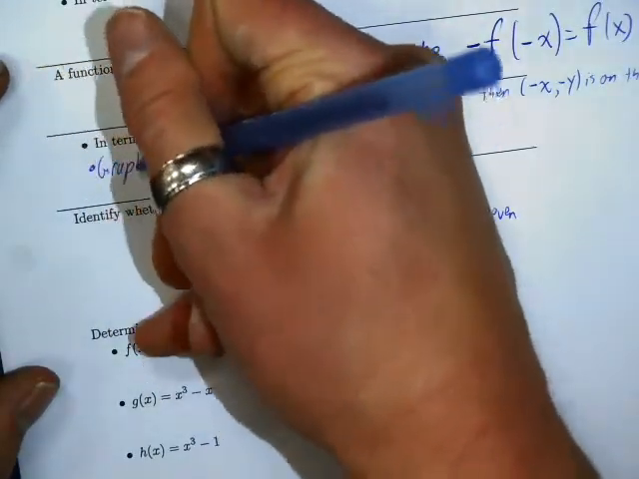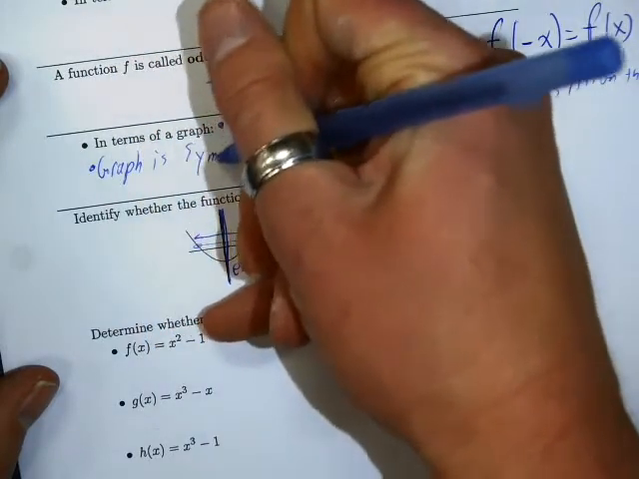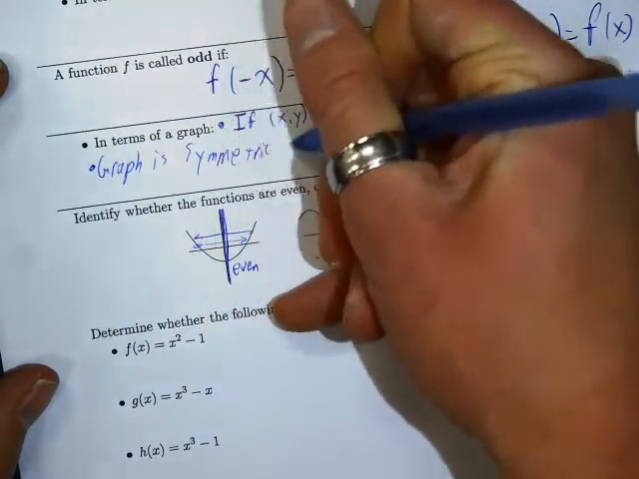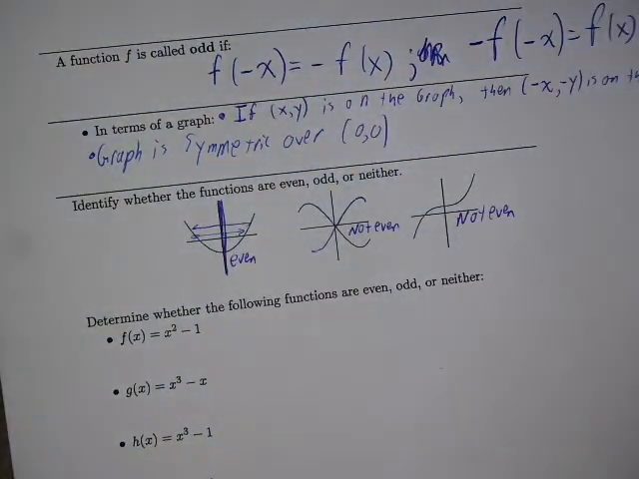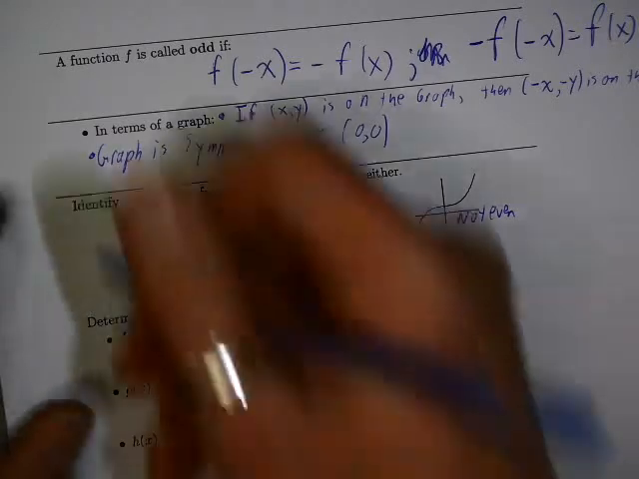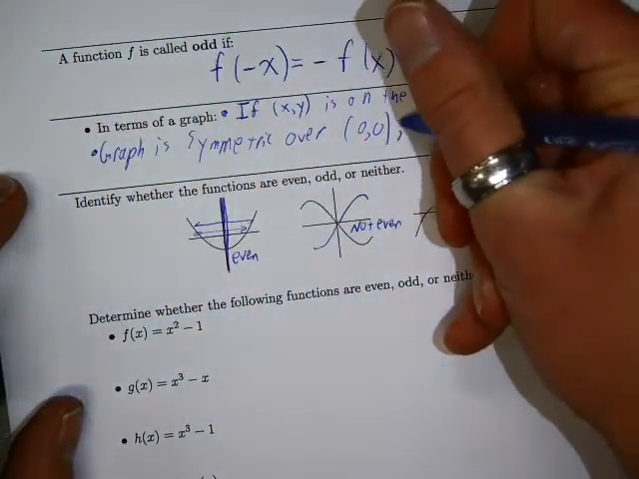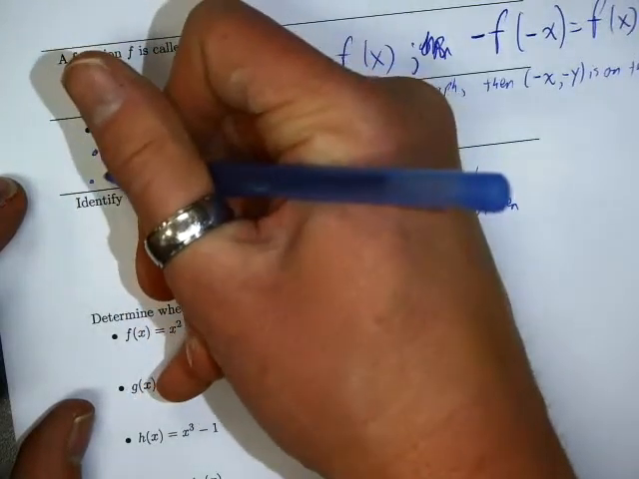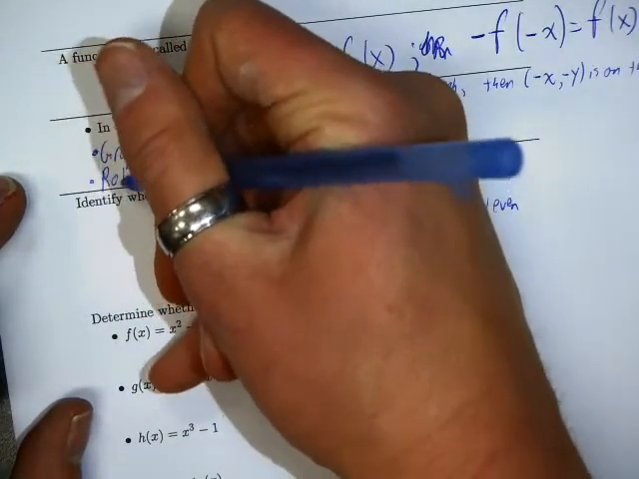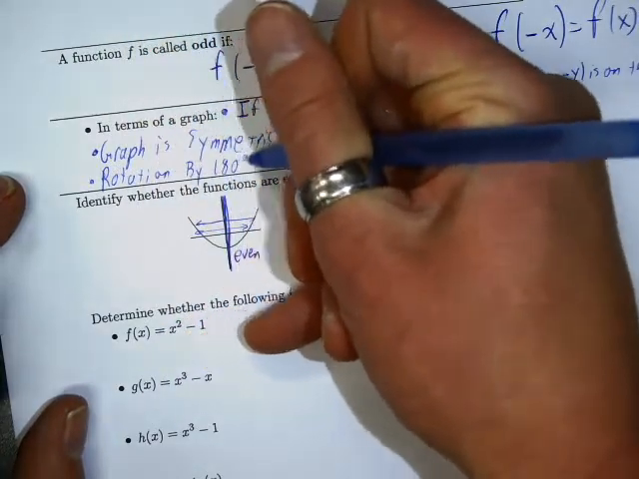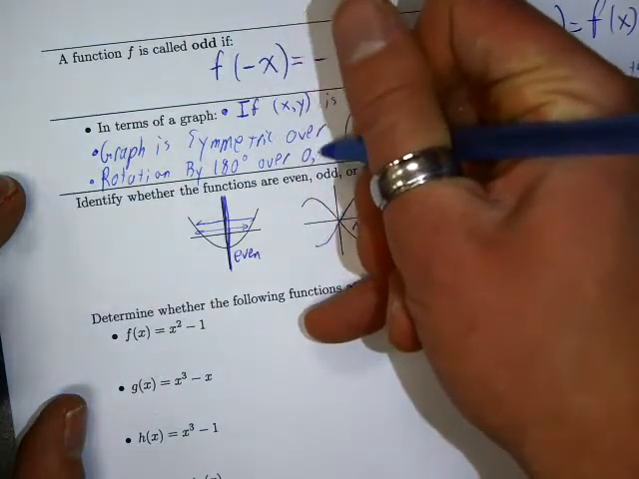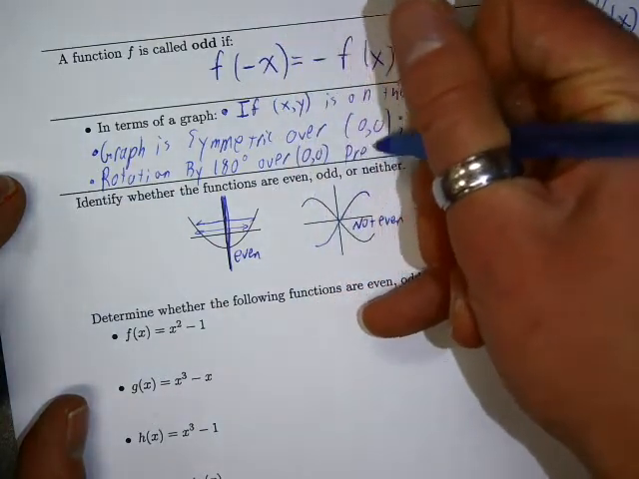Its graph is symmetric over the origin. So if I take points on the graph and I reflect them directly over the origin, I'll get new points on the graph. Or maybe said a different way, rotation by 180 degrees over the origin preserves the graph.